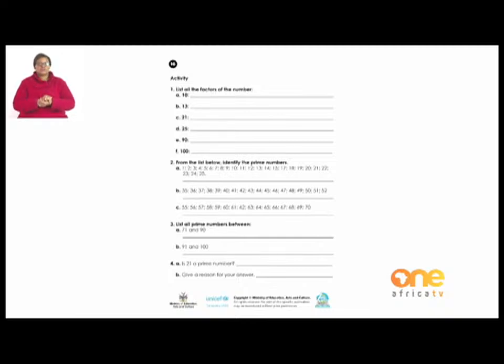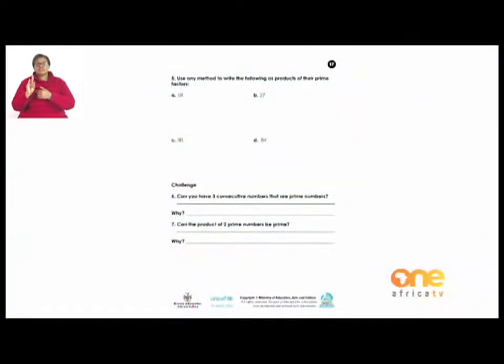Moving to page 17. Number 5, use any method to write the following as a product of their prime factors. You can use the ladder method or factor tree method, but remember to give the answer. So you write the number as a product of its prime factors. For A, you have to look for 18, then 27, 30, and D, 84.